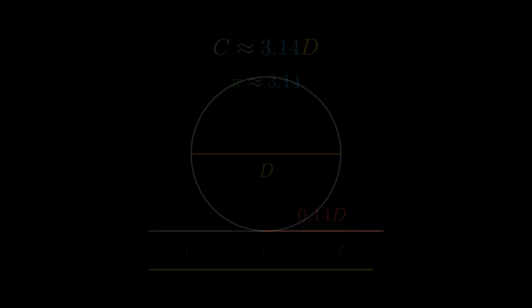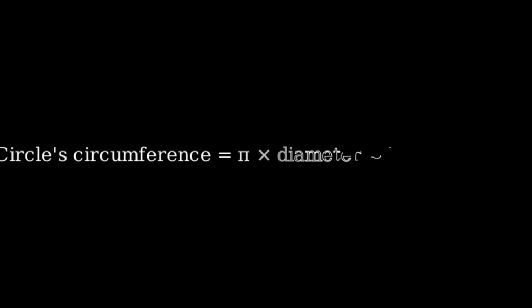This connection has been known for thousands of years, with ancient civilizations approximating pi with increasing accuracy. The relationship we've explored shows that for any circle, the circumference equals pi times the diameter, which is approximately 3.14 times the diameter. This fundamental property connects circular motion, rotation, and countless natural phenomena to this special number, pi.